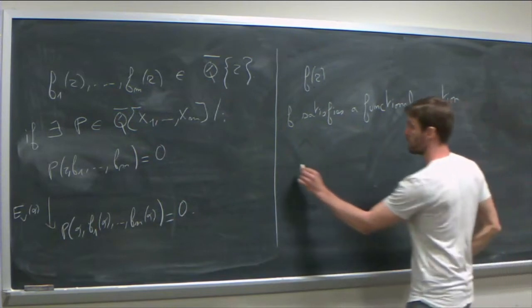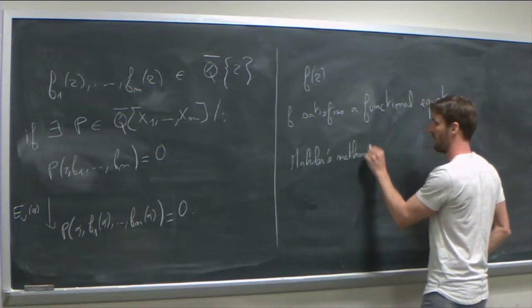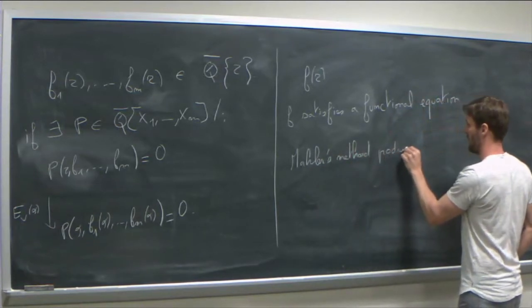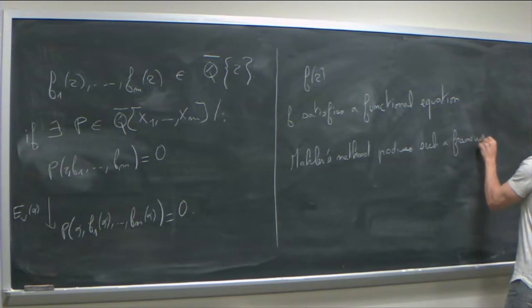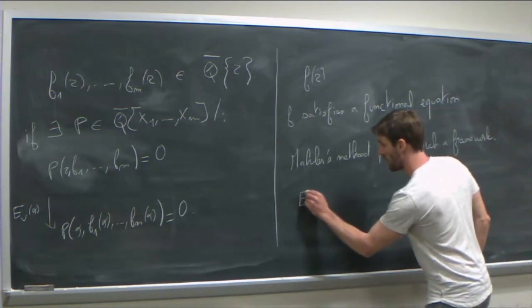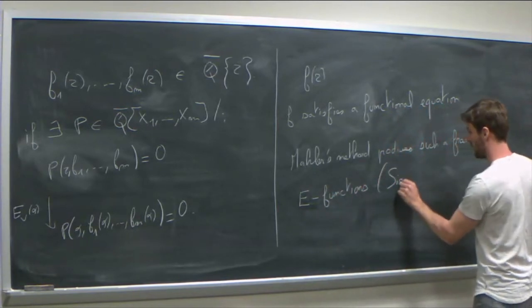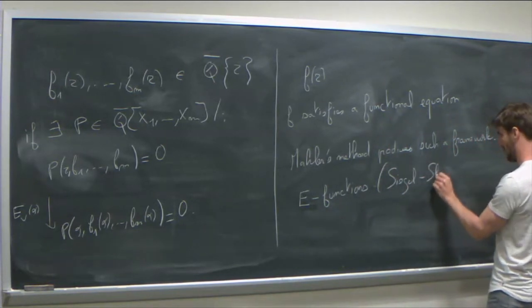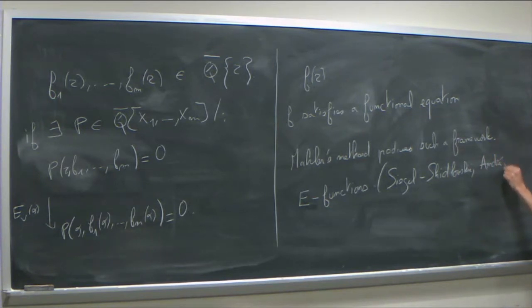Okay. So Mahler's method, this is the idea. Such a framework. And essentially, in characteristic zero, the only other case where we have such a nice framework is the theory of E functions, that has been initiated by Siegel and then completed by Shidlovskii. For more recent results, there are also contributions by André and Beukers.